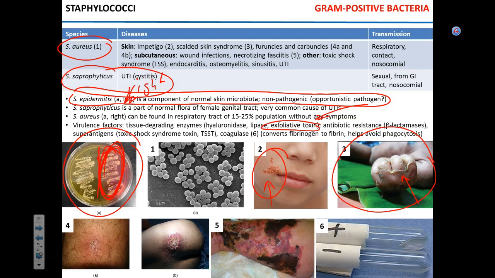Now, what if it gets deeper? If it infects a hair follicle, it causes what's called furuncles. If several hair follicles adjacent to each other get infected, it can lead to that pretty nasty infection called carbuncle. Furuncles and carbuncles are often treated with topical antibiotics or surgically.